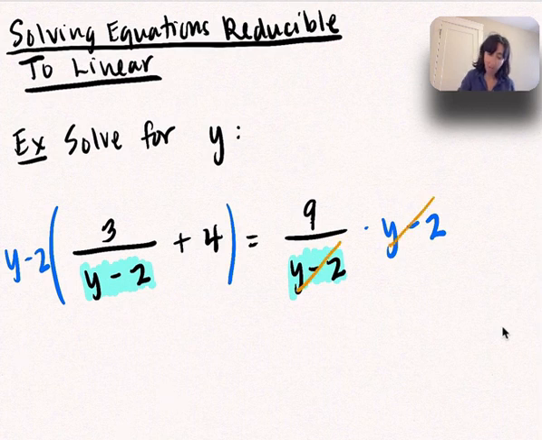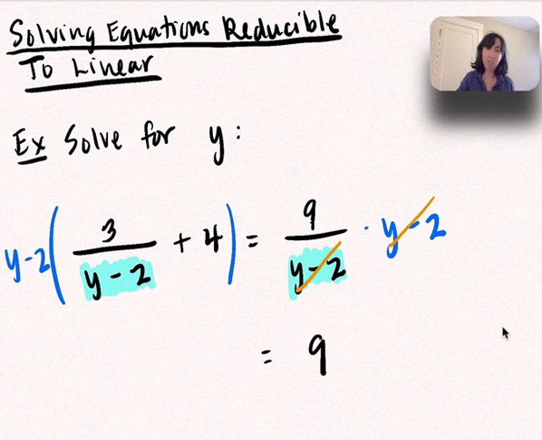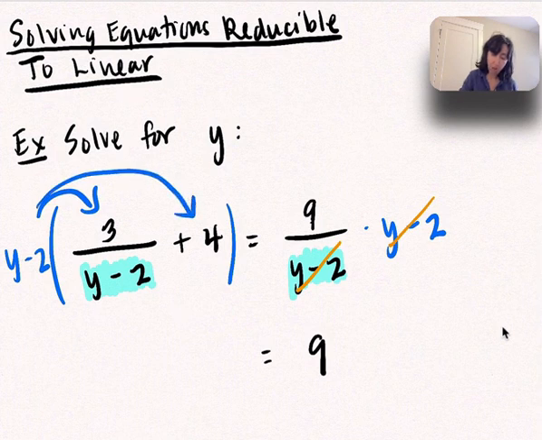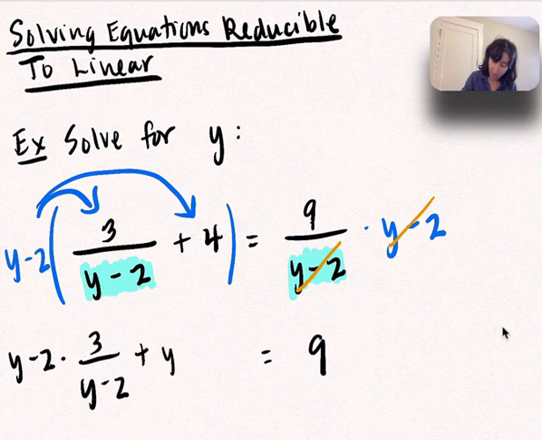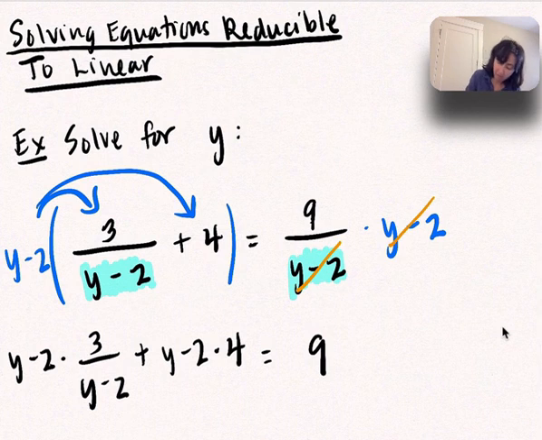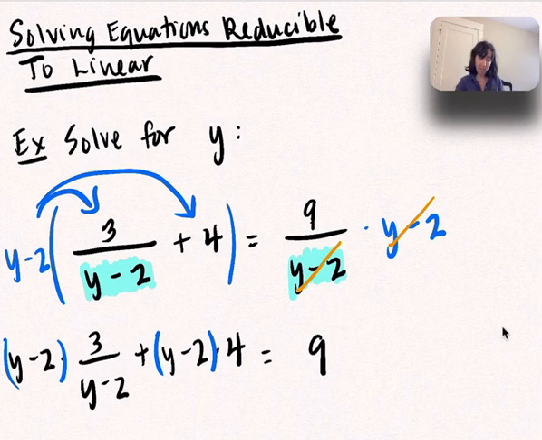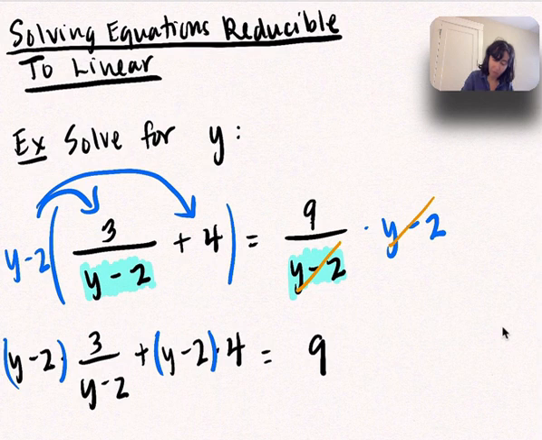So notice that on the right, we will end up with 9. The y minus 2's cancel. And then on the left, we have to distribute the y minus 2 to both terms. And if we do that, we end up getting y minus 2 times 3 over y minus 2 plus y minus 2 times 4. I'm going to put parentheses around these y minus 2's, because I want to emphasize the fact that I'm doing this whole y minus 2 times 4 and this whole y minus 2 times this fraction.